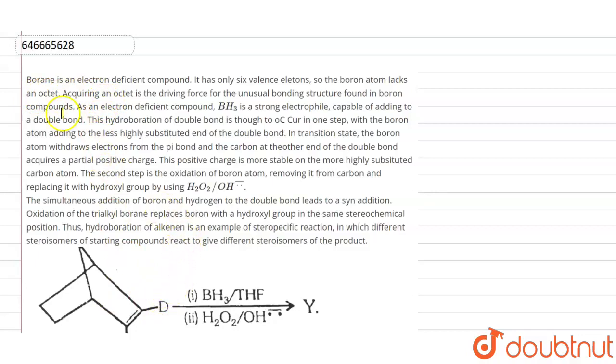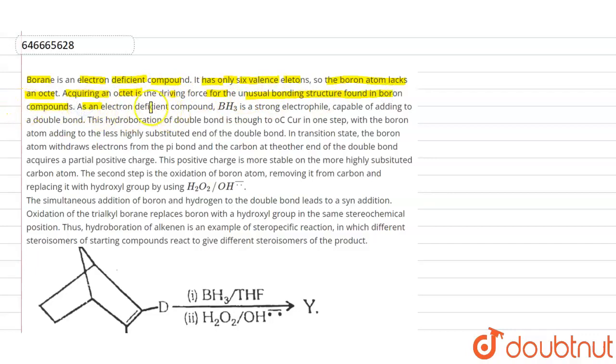Hello students, so the question is given as so this is the main question, and about this question we were given this paragraph. So let me read this first. Boron is an electron deficient compound. Yes, that is an electron deficient compound. It has only 6 valence electrons, so the boron atom lacks an octet. Next, acquiring an octet is the driving force for the unusual bonding structure found in the boron compounds.